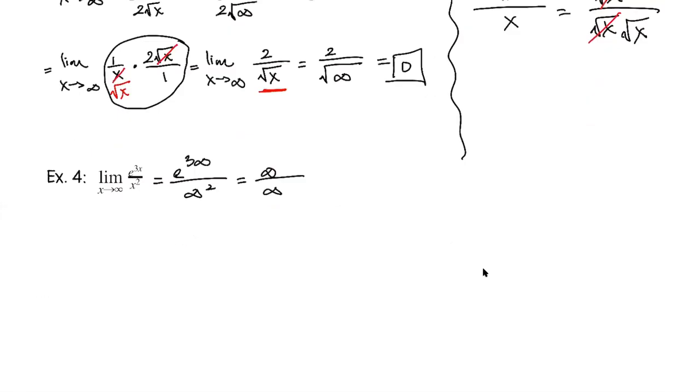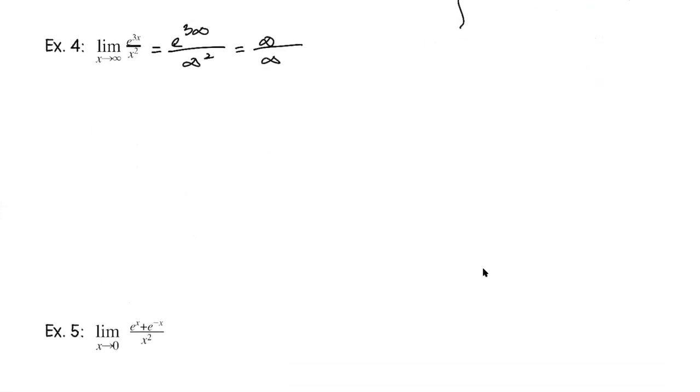All right. So let's take a look at example 4, okay? So again, we plug in the numbers, we get infinity over infinity, and so that's our cue that we should try L'Hopital's, okay? So the derivative of the bottom is just going to be 2x, but what do we get for the derivative of the top there?